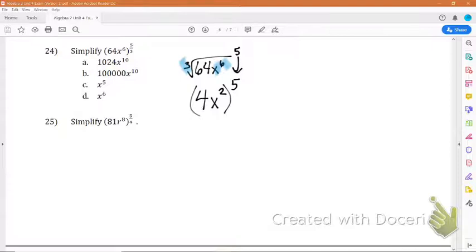Then I need to take both terms on the inside to the 5th power. So 4 to the 5th power means 4 times 4 times 4 times 4 times 4. Easiest way to do that is type 4, caret key 5. No shift this time. 1024. And then last thing, get your x's together. If I have 2 groups of 5 or 5 groups of 2, how many do I have total? 10. So my exponent is going to be 10. So my final answer would be 1024x to the 10th, which is answer letter A.